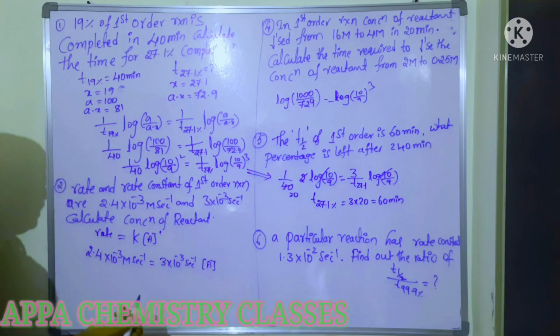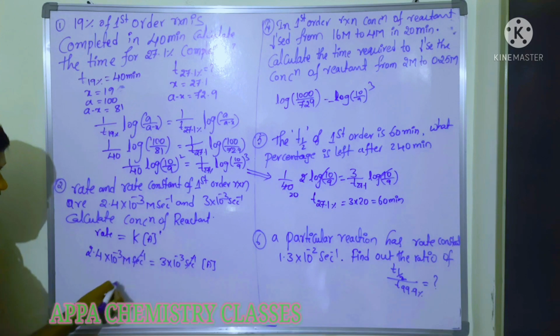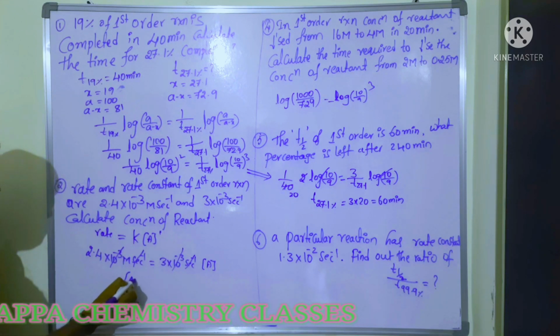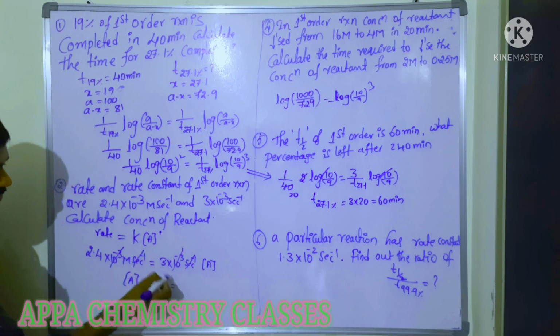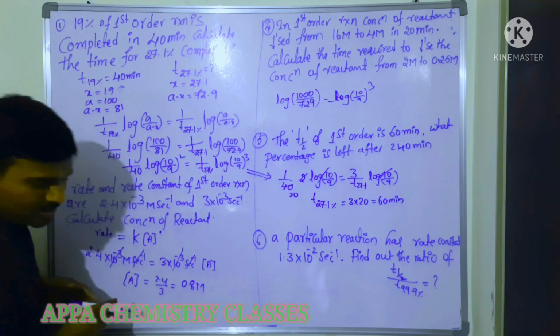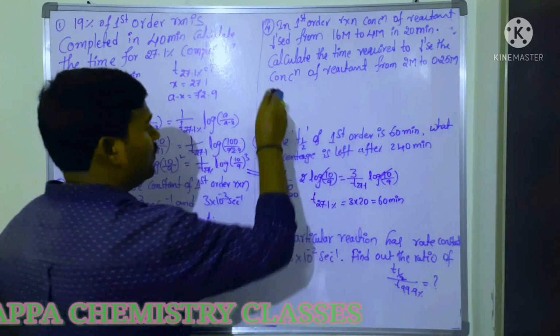They are asking us to calculate the concentration of the reactant, A or R, you can take. Second inverse gets cancelled, and 10 power minus 3 with 10 power minus 3 gets cancelled. Concentration of A becomes 2.4 by 3. 3 8s are 24, so that is 0.8 moles. That is the concentration. Simple problem. Now next we are going to see this fourth question.